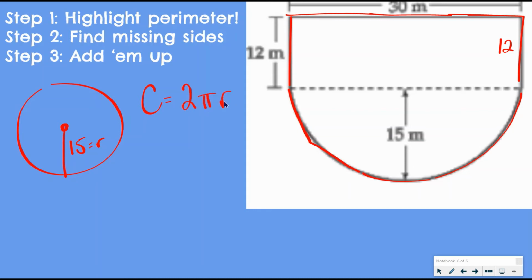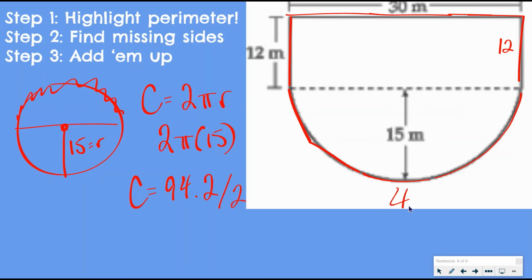2 times pi times radius. That's the circumference of a circle when I'm given the radius. You could use the diameter one if you really want to, but since I'm given the radius, I'm just going to use this. 2 times pi times 15. So when you multiply these together, you get 2 times pi, that's 6.28, times 15. The circumference of that full circle would be 94.2. That's the entire distance around this circle. I don't have a full circle here. I only have the bottom half. I don't want to include this part, so I want to divide that by 2 and find out that this is 47.1. This part of that shape is 47.1.